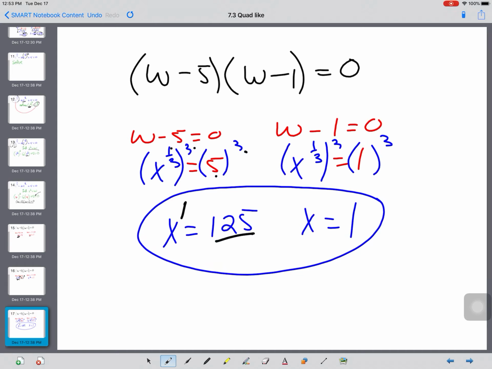5 to the 3rd power is 125. Over here, again, that's a 3. Those cancel each other out, undo each other, get you x to the 1st, and you get 1. And there's your solutions. And you can put a smiley face.